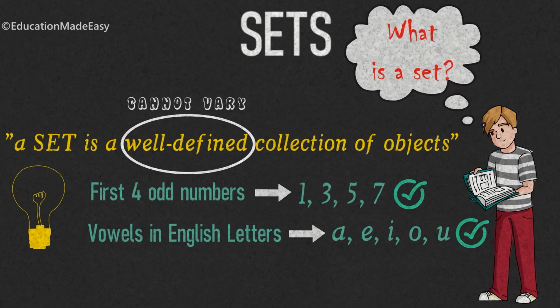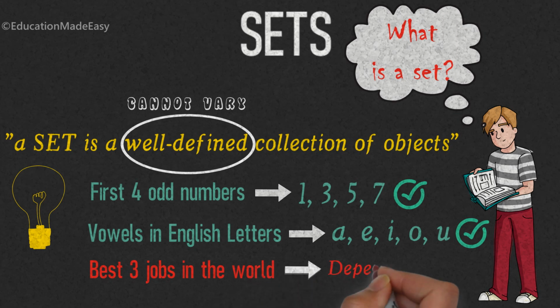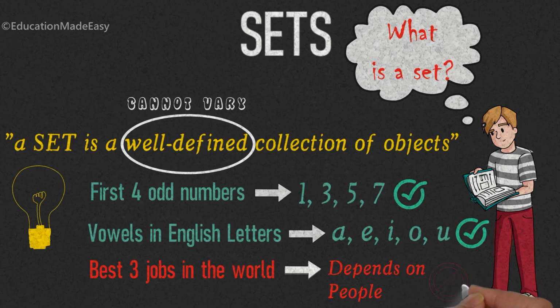Now, let us consider an example to understand the term, not well defined. Best 3 jobs in the world. Clearly, this is not well defined because it depends upon the people. Different people consider different jobs as the best. Therefore, it is not well defined and cannot be considered as an example for a set.